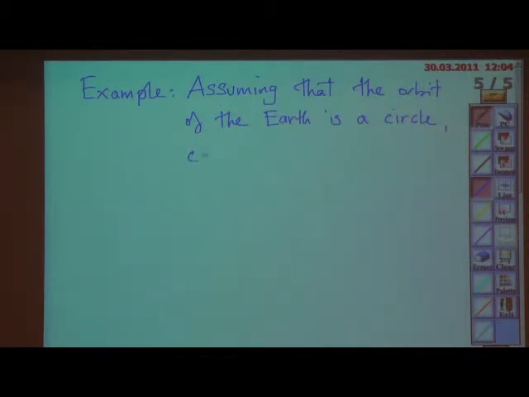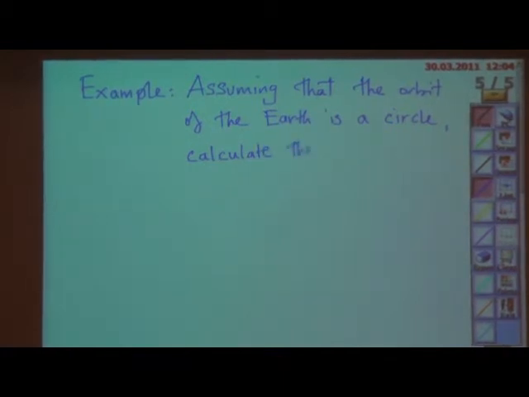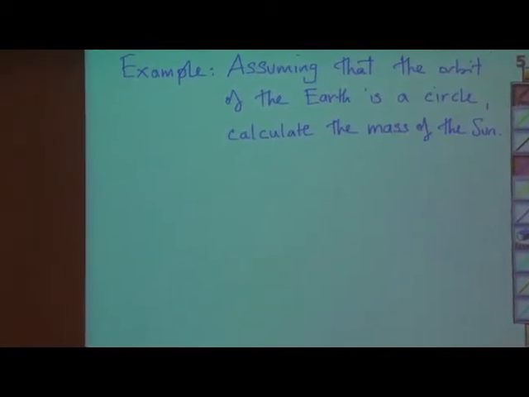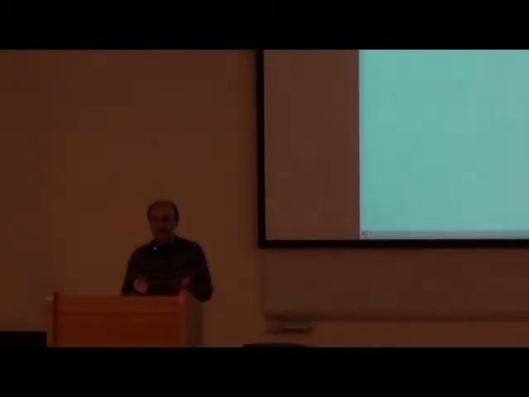We want to calculate the mass of the sun. So how can we weigh the sun? The simple way or simple-minded way is to send a scale and ask the sun to get on it, which is not very practical. Instead, we can use Kepler's third law.